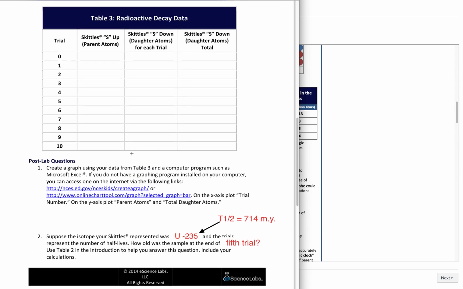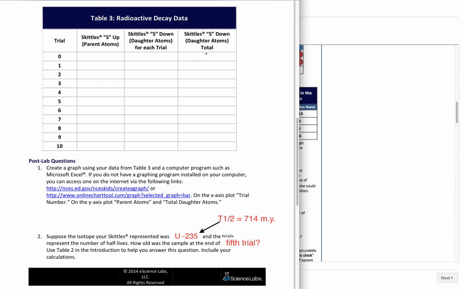Let's look at what this lab is going to entail. You're going to do these trials. You're going to take some data, right? You're going to make a table. And the key thing about this table, counting your Skittles, you'll find that about half of them will have the S up and about half will have the S down. And then you'll take that parent amount, shake it again, and then you'll see that about half of those will be S up and about half will be daughter. So you'll put the number of S up and the number S down.